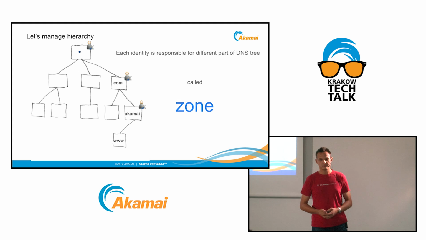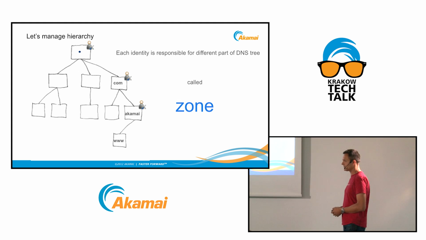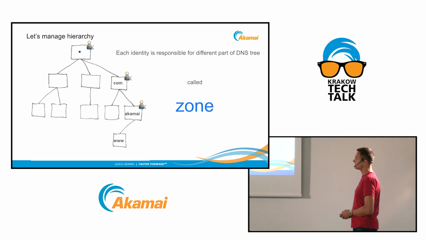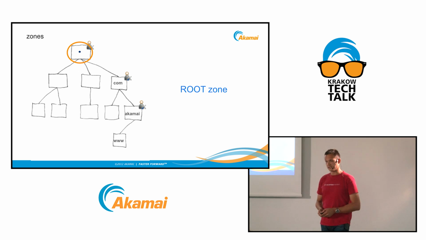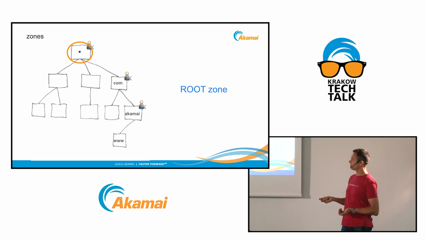Each independent part of the DNS tree that is maintained separately is called a zone. Here in that example, we see that the one on top is maintaining everything that is below. That one is maintaining everything that is below, and that one is maintaining this part. Now, how many zones do we have here finally? We have the root zone, dot. We have the .com zone, and we have the akamai.com zone.